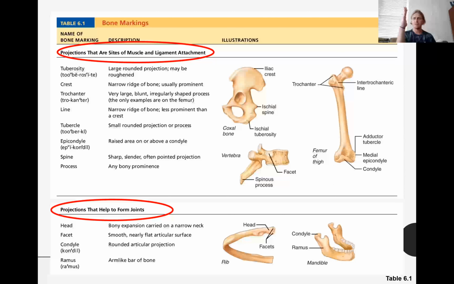So having this nice flat surface, let's say a condyle comes and meets with it, now you're going to have a joint that can make a two-dimensional plane movement. All right, we call this planar movement. All right, that condyle can slide in that flat facet nice and easy, nice and smooth. All right, so keep that in mind. Facet's actually a depression, not a projection.